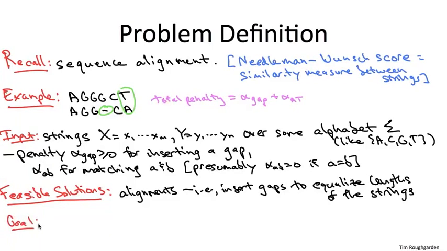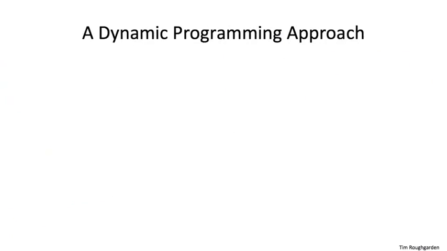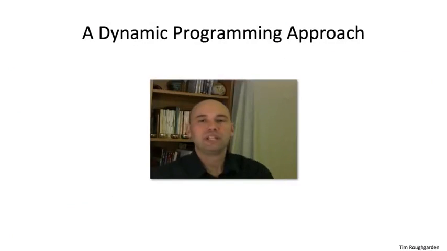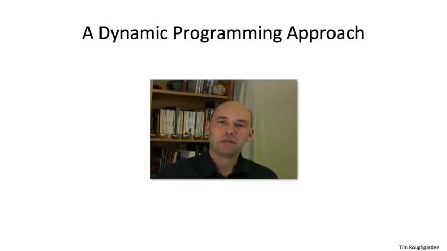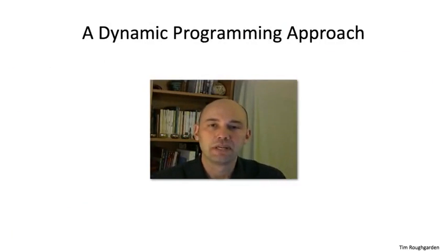And the goal, of course, is just to compute amongst all of the exponentially many alignments the one that minimizes the total penalty, where total penalty is just the sum of the individual penalties for the inserted gaps and the various mismatches. So let's not be unduly intimidated by how fundamental this problem is, and let's just apply the dynamic programming recipe that we've been using all along.